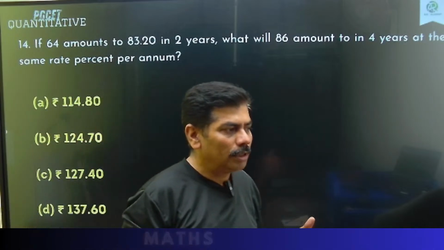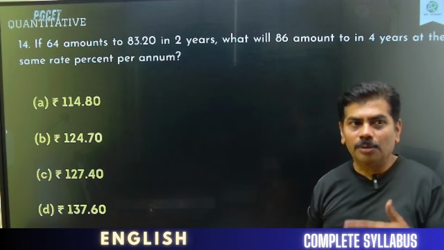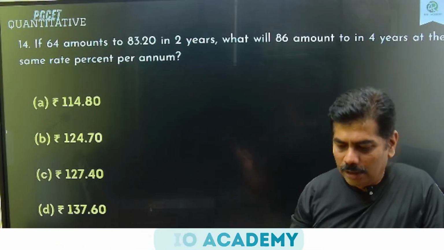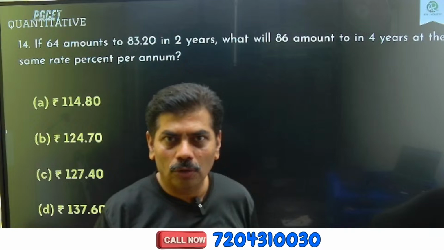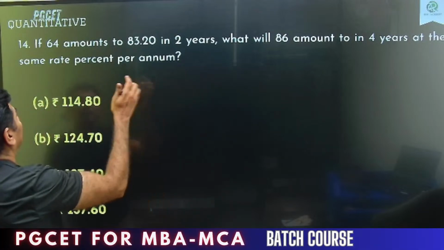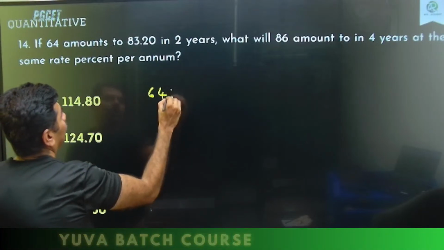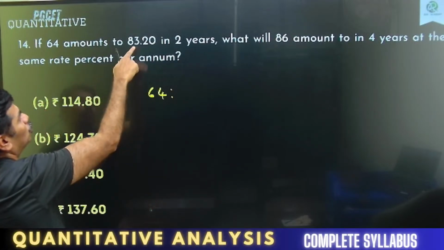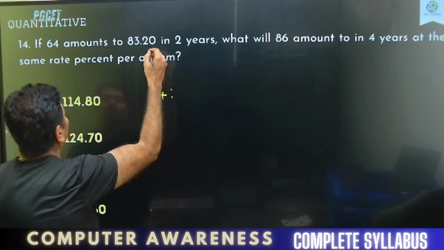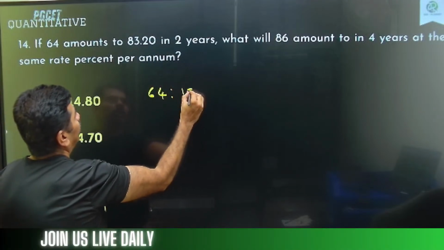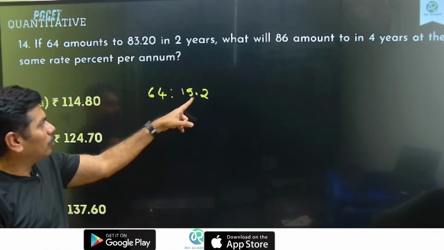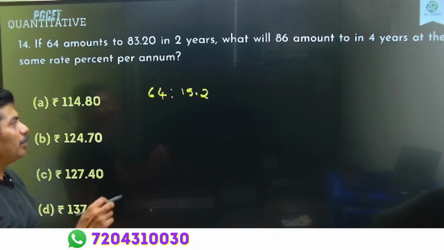Simple interest always follows an arithmetic progression. So when there is arithmetic progression followed, we always say that it is in direct ratio. You must have learned ratios and proportions, so apply ratios and proportions here. Simply put, for 64 rupees how much interest came? 64 amounts to 83.2, so how much interest was earned? It will be 19.2 for 2 years. For 64 rupees, 19 rupees 20 paise came.